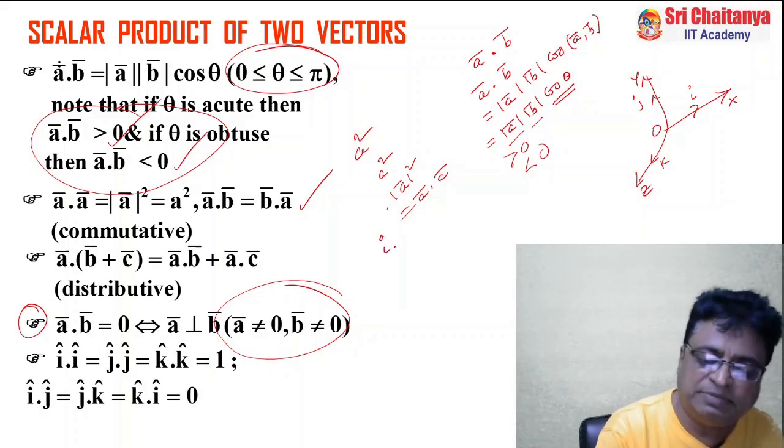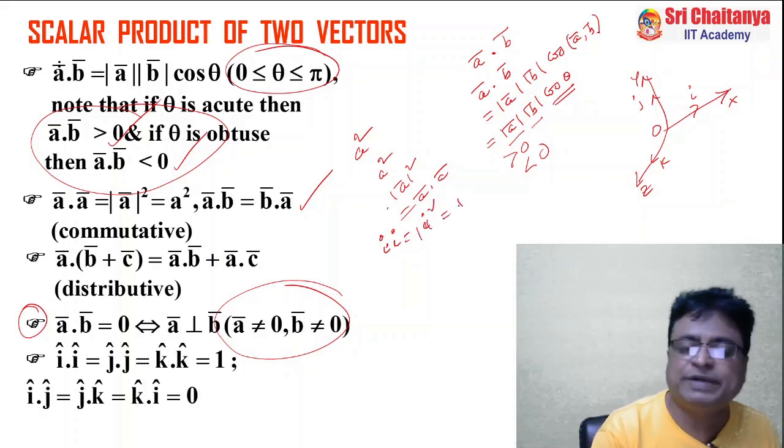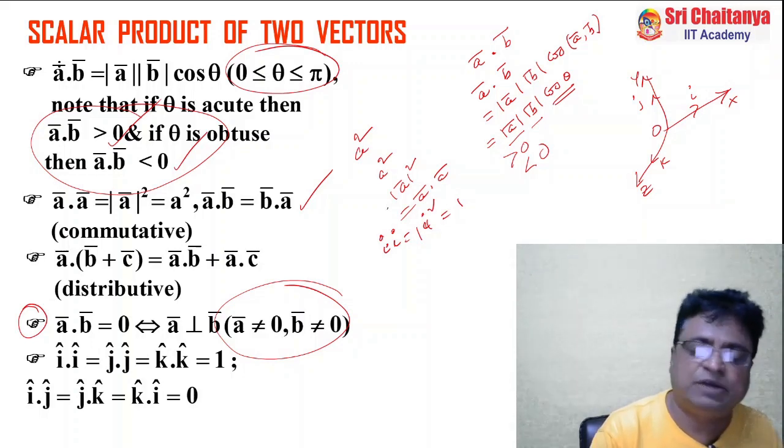Because i dot i means, as per definition, mod i whole square. Mod i whole square means 1, because i is a unit vector. Similarly, j dot j, k dot k. So, i dot i equal to j dot j equal to k dot k equal to 1.